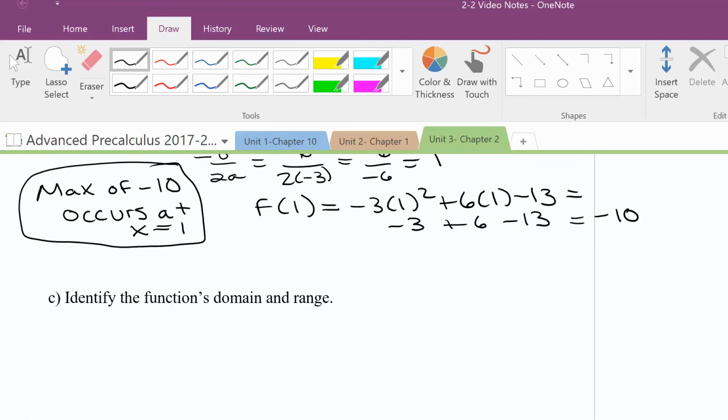And then the domain and range, without even graphing it, you know the domain is all real numbers. You can put any number into the function. The range, well, if that's the maximum value of negative 10, that means everything is less than it. So that means it's less than or equal to negative 10.